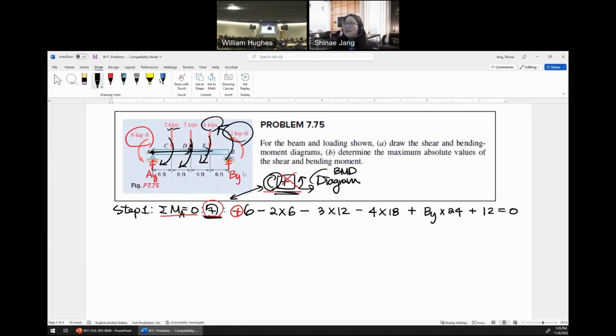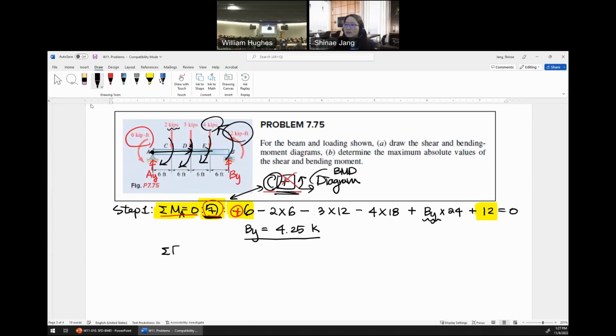And then now within this equation, we have only one variable, that's BY. So we can find BY. Okay, so it's 126. So I'll give you the number. BY is 4.25 kips. Okay, and then here, I'd like to emphasize this plus 6, 12, 6, based on the sign convention. That's absolutely correct within the moment equilibrium equation.